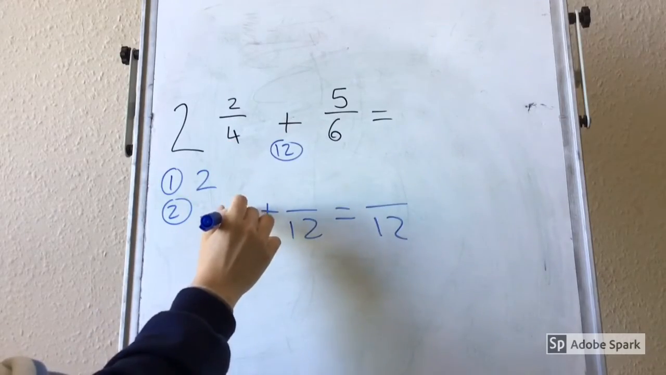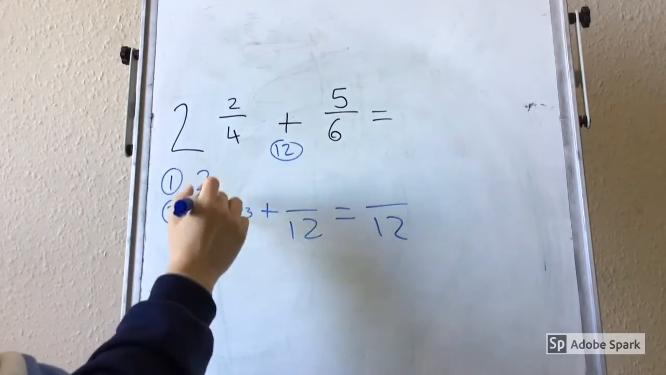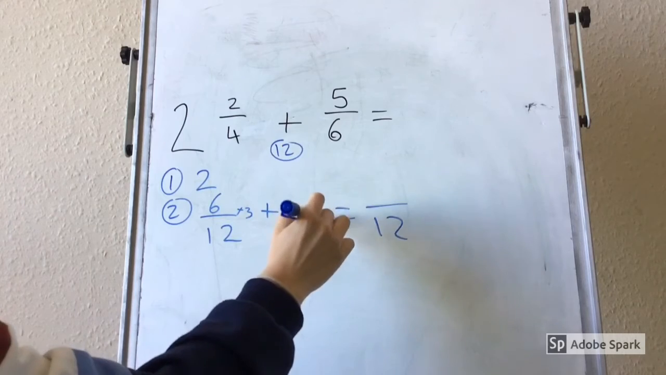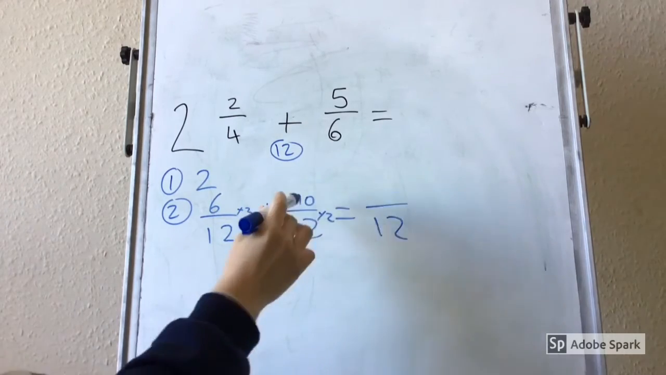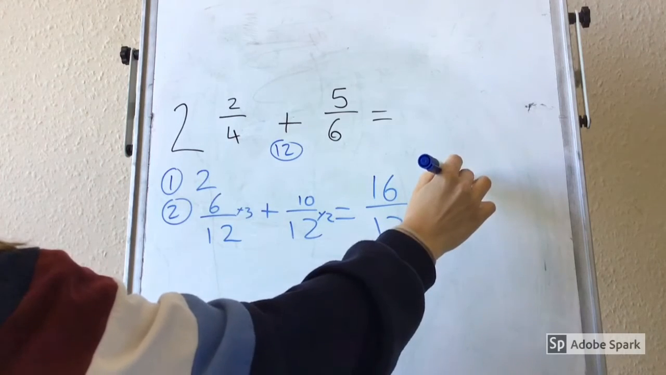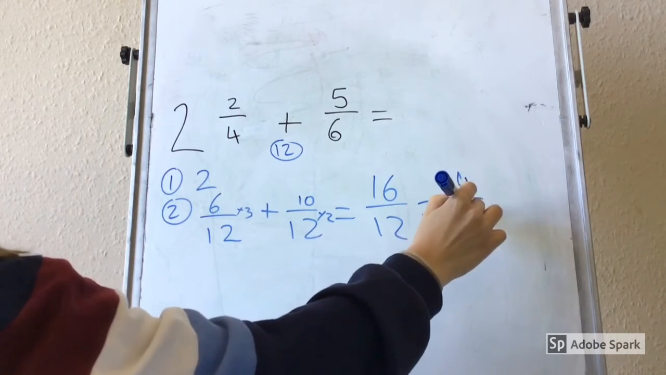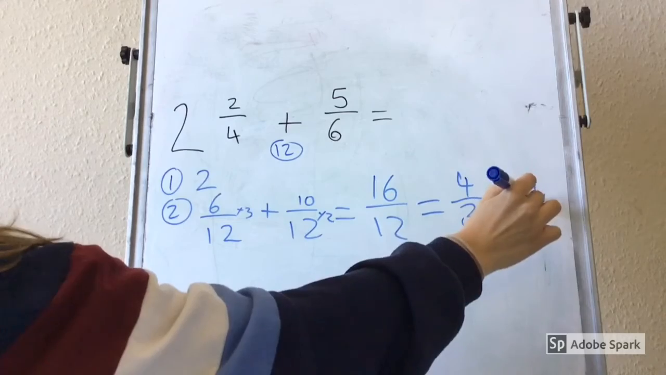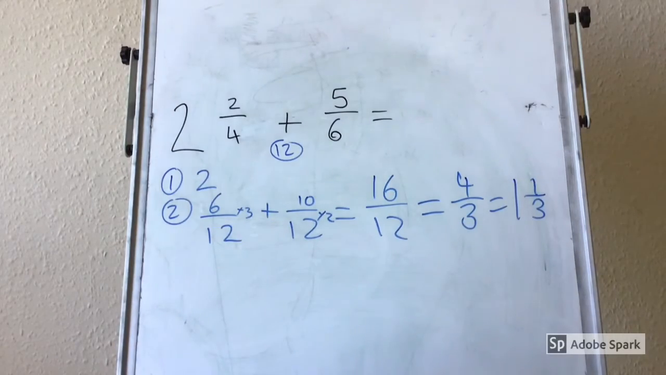So to get from 4 to 12 I need to multiply by 3, so I need to multiply my numerator by 3, and 2 times 3 is 6. Here I've timesed by 2, so I need to times 5 by 2, which is 10. 6 plus 10 is 16, I've got 16 over 12. I can simplify this to 4 over 3, and then to a mixed number of 1 and 1/3.